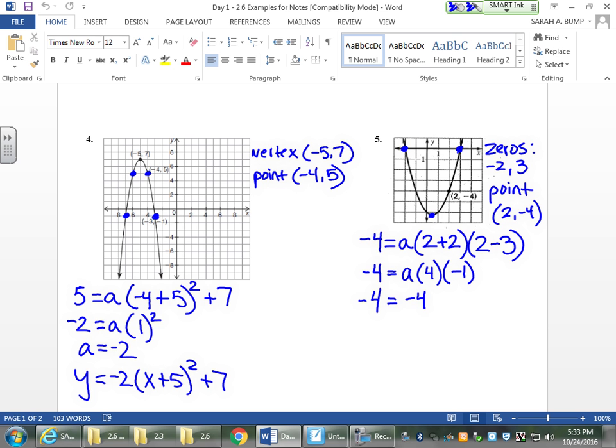-4 will equal -4 times a when you multiply on the right. And when you divide both sides by -4, the a value equals +1. Sub everything in. An a value of 1 you don't have to write. x minus the first 0 becomes x plus 2 because it was a -0, and x minus the second 0 is x minus 3.